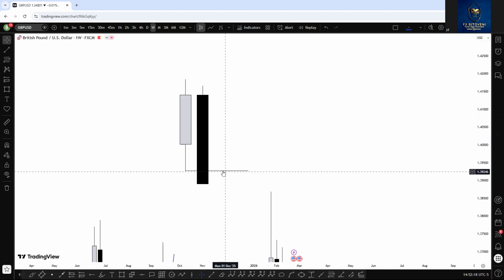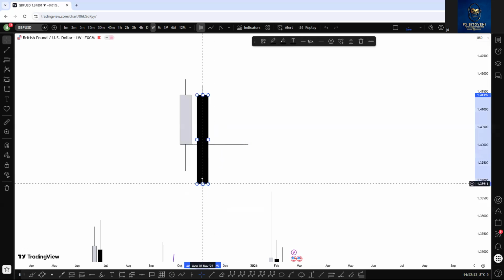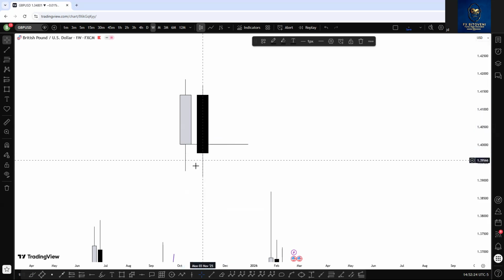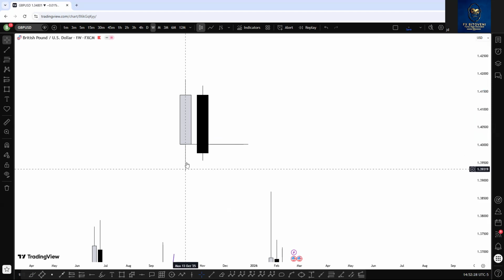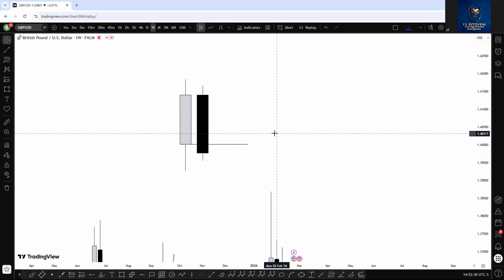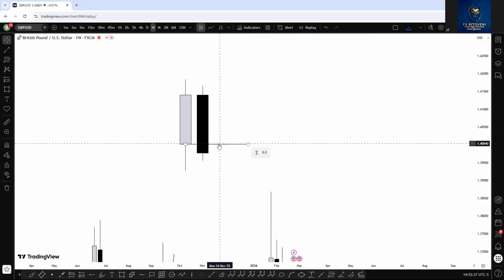But if it engulfs the body like this, without breaking the wick, even if it is like this, it's an engulfing candle. And during the entry model on a 15-minute time frame, if you see it like this, that's your model. You have to make entry.